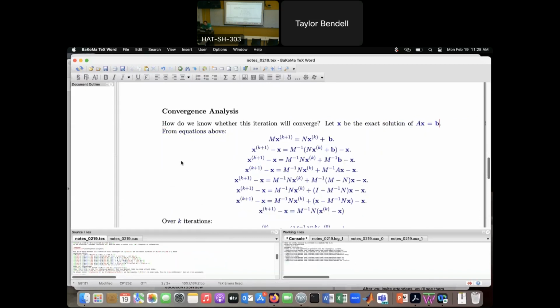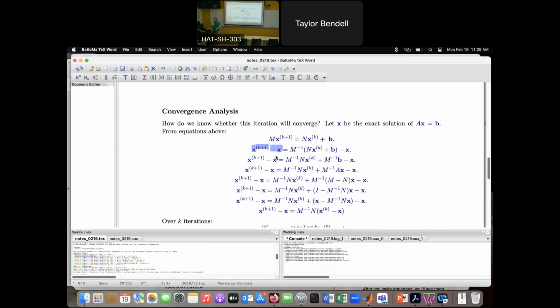Okay. So yeah, I have my iterative method as a starting point. Then I multiply both sides by M inverse, just so x_{k+1} is isolated. And then I subtract x from both sides. On the left side, I have the error after k plus 1 iterations. That's one thing that I want.